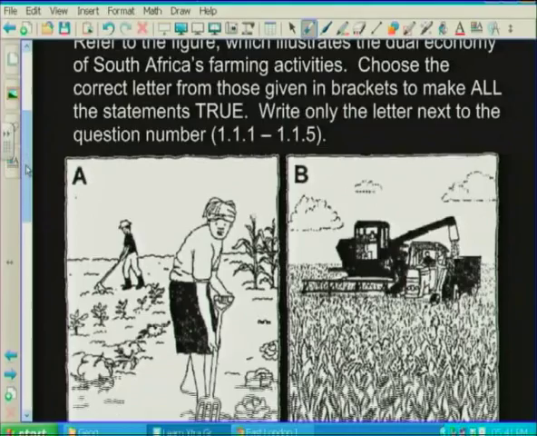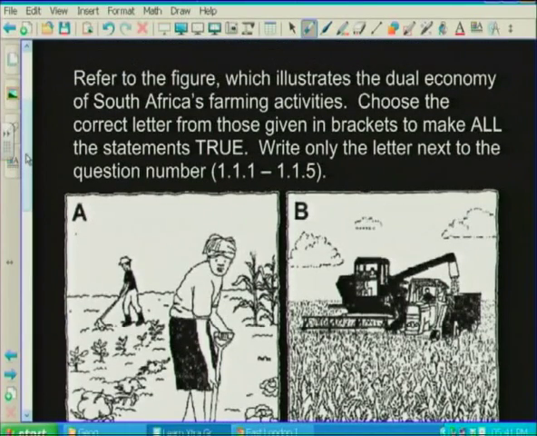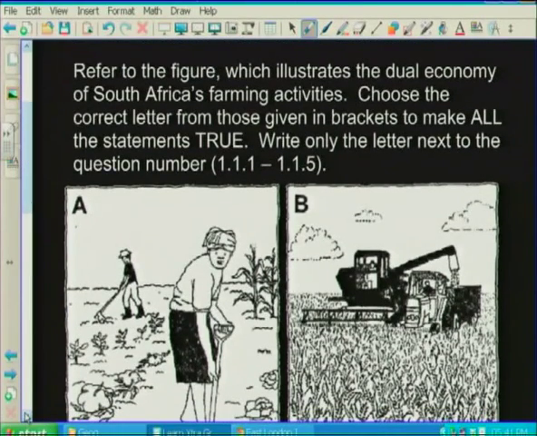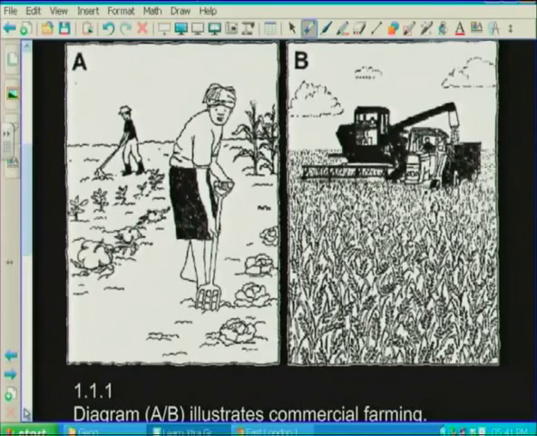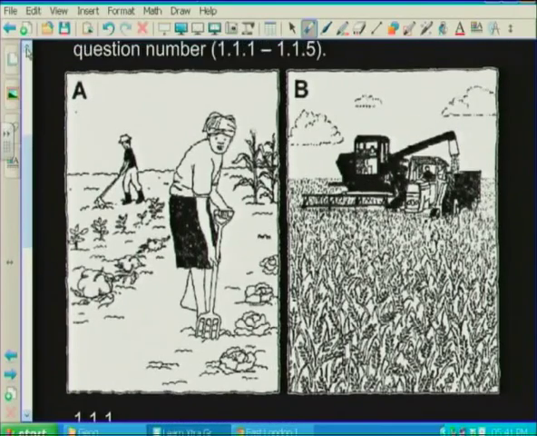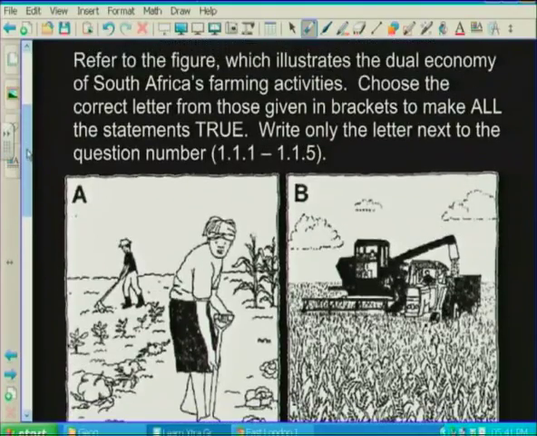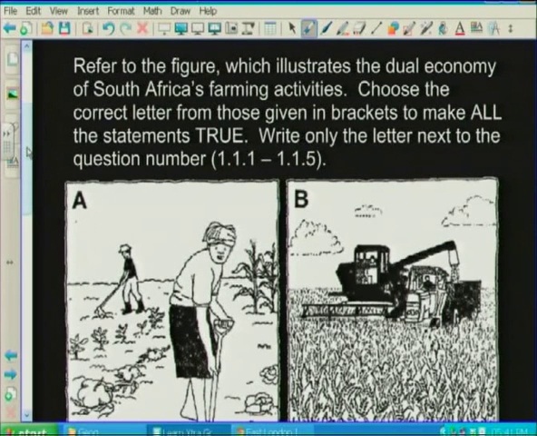Now, just a quick tip here. When you are sitting in the exam and you're answering a question, you must spend a lot of your time and energy reading the information they give you, because this preamble gives you a lot of clues. For example, they speak of the dual economy. So now we know already they're talking about the fact that there's two things, like commercial or subsistence farming, and this is exactly what this question is about.